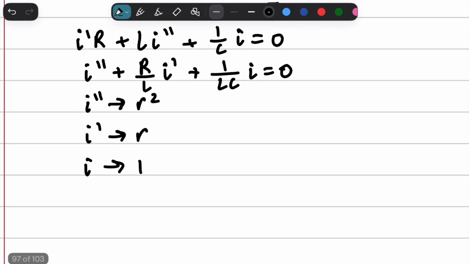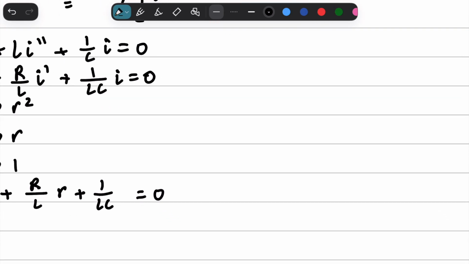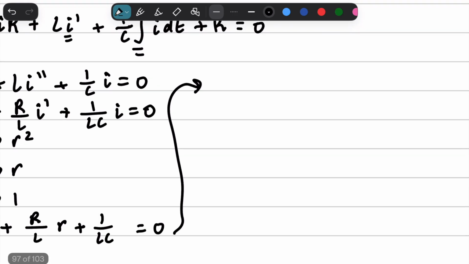And so now our differential equation is going to actually turn into a quadratic equation. Okay, so r squared plus R over L, r, and r is just an arbitrary variable that I chose. It could be s, it could be t. It's just what I used when I was taking differential equations. Plus 1 over LC equals 0. Okay, nope, that's actually wrong. There you go. And now we're going to go through our good old friend, the quadratic formula.